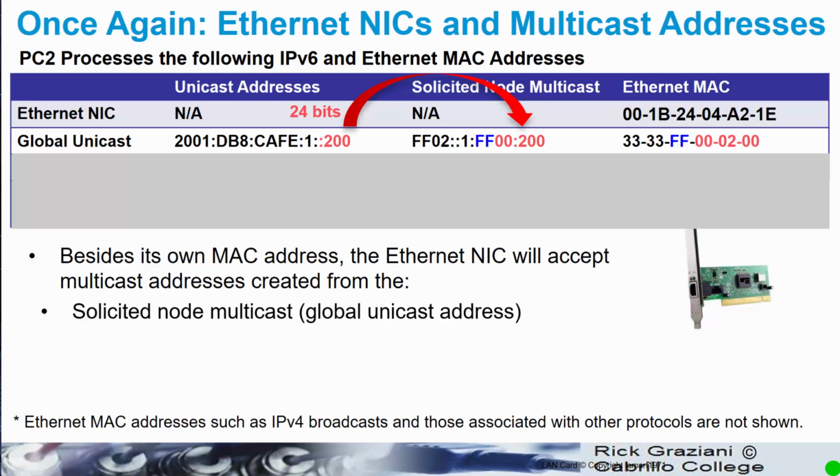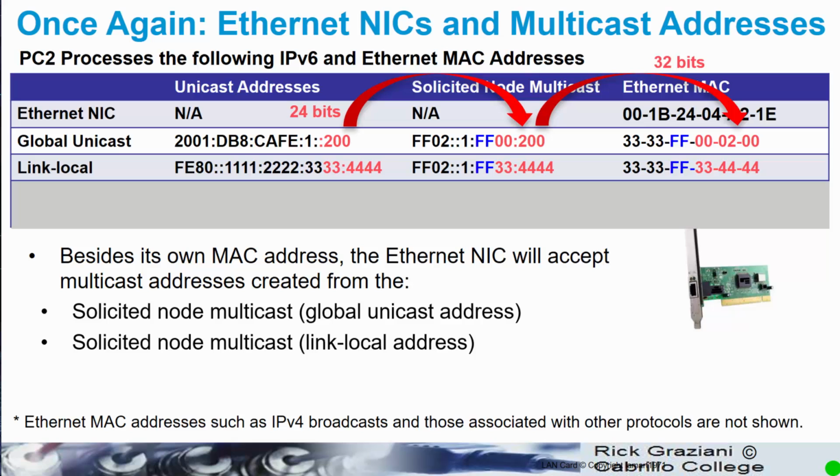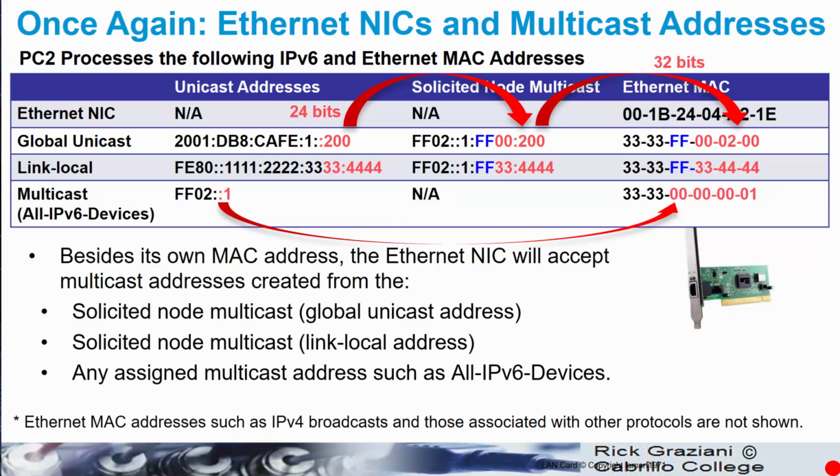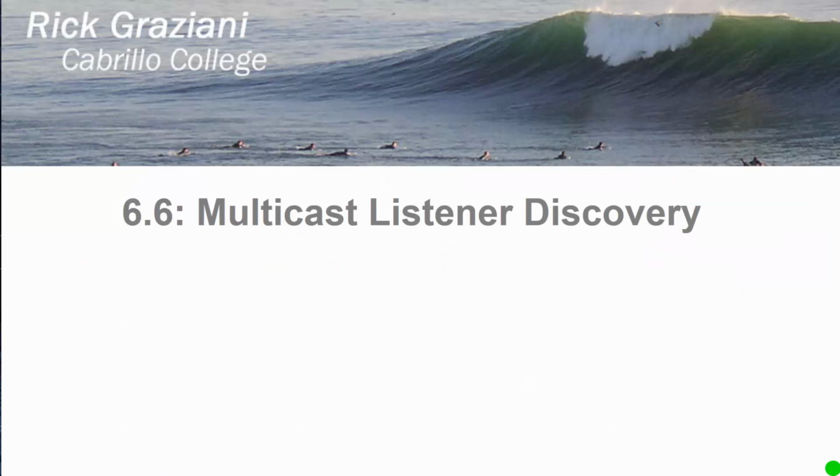Once again, Ethernet NICs and multicast addressings, they will be mapped. Both our unicast address uses it, both our solicited node multicast uses it, and so does our multicast MAC addresses use them. So it can be a global, it could be a link local, or it could be any multicast address such as all IPv6 devices.